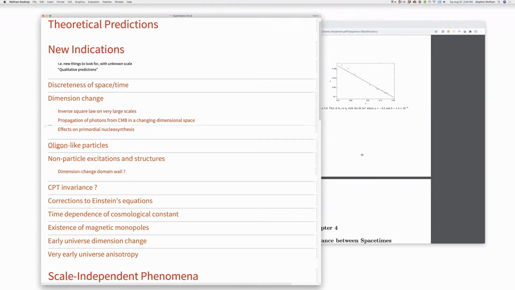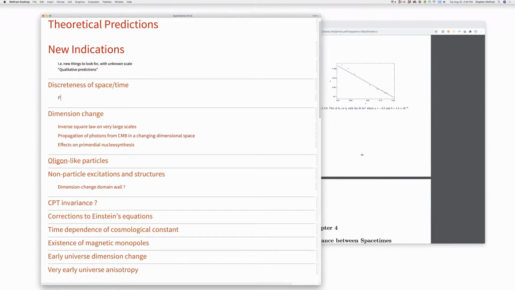There's also pure discreteness, right? So there's also propagation of photons in discrete space. So it's worth remembering the highest energy cosmic rays are around 100 joules, right?